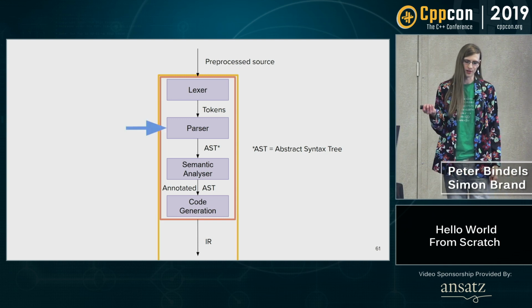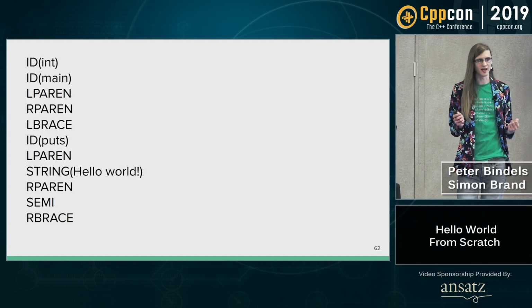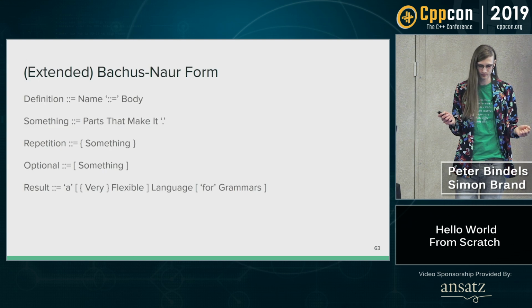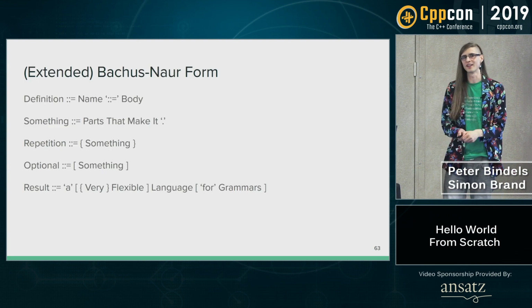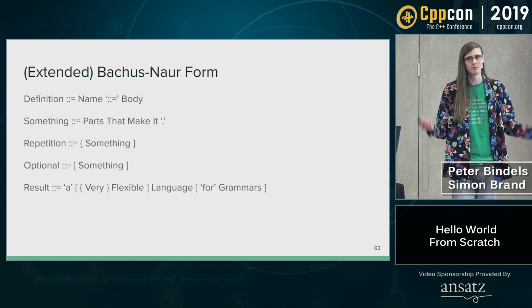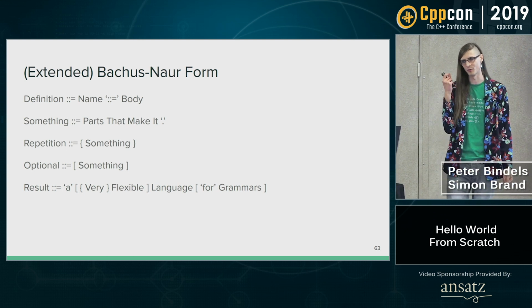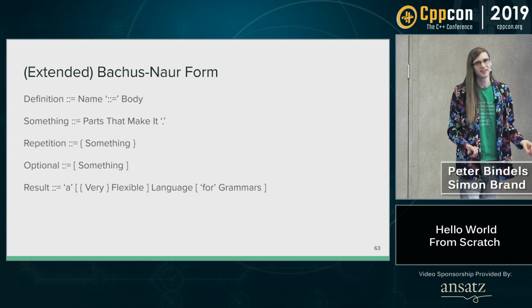And for that, we need a parser. So this is what we ended up with from our last stage, our series of tokens. And we want to have some way of expressing how this language should look. How should we parse this? What do things mean? And this comes back to the grammar question. So this is how you express what's known as a grammar.